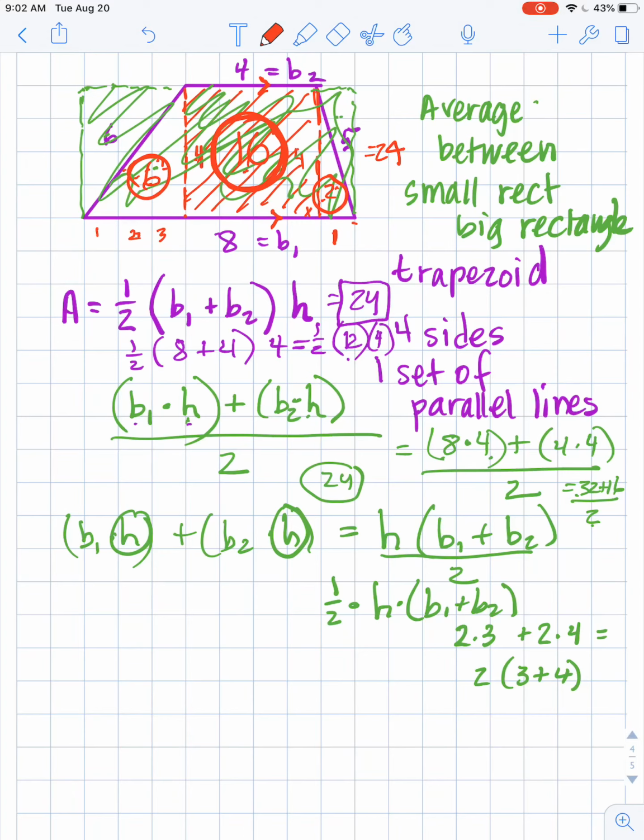So all of those are good ways to figure out the area of a trapezoid. If you want to figure it out by breaking it down into rectangles and triangles, you can. Or if you can remember the formula, that's awesome too.